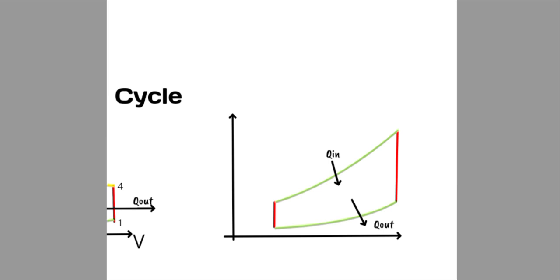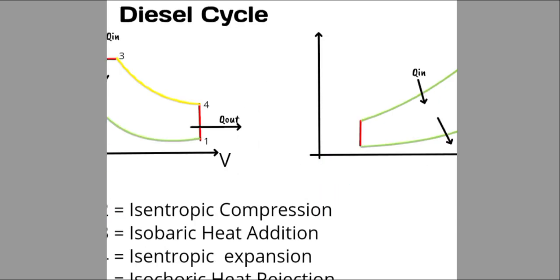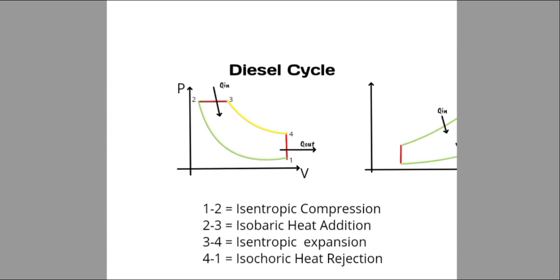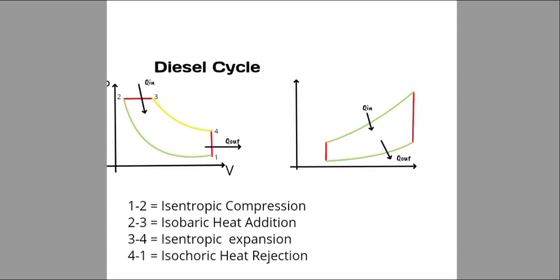And if we look at the TS diagram, that is the temperature-entropy diagram, it is a little bit different from that of the Otto cycle. The Otto cycle is different from the diesel cycle in description: in the Otto cycle, what is used for ignition is the spark plug, and in the diesel cycle there is more compression, and the compression is what is used for ignition.